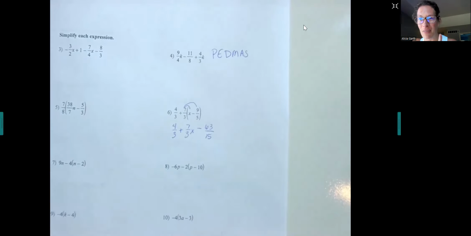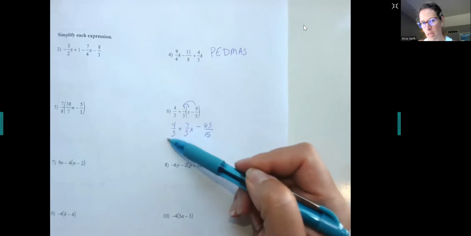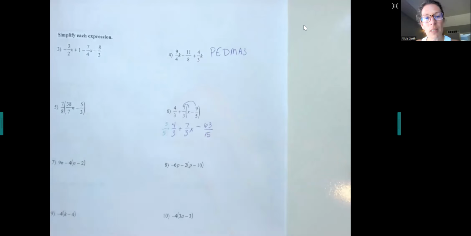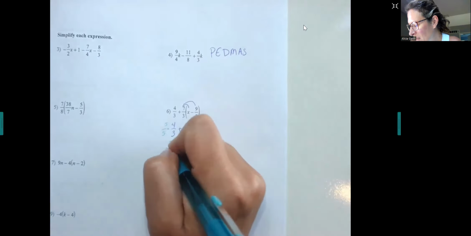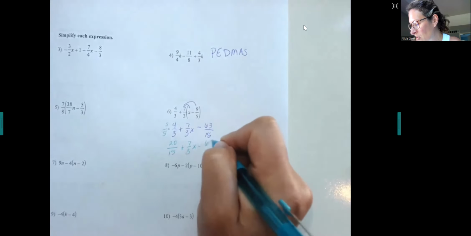Now, they do not have the same common denominator, which means I'm going to have to make them have the same common denominator. I can see that 3 and 15, if I multiply this by 5/5, like we did last week, then we can have the same common denominator. So that's what I'm going to do. Notice different colors so that you can see different steps. So 5 times 4 is 20. 5 times 3 is 15. I'm just rewriting everything else that's in this equation.